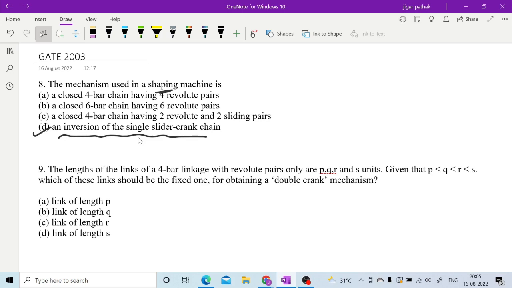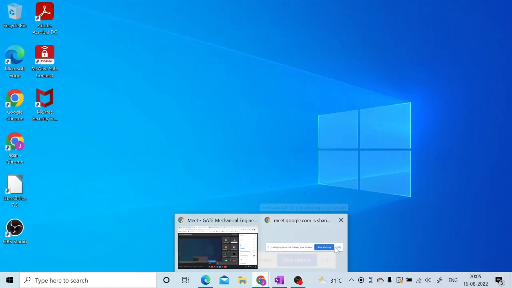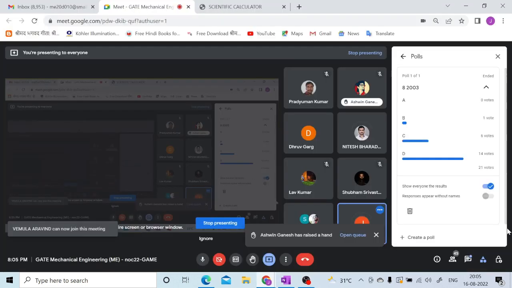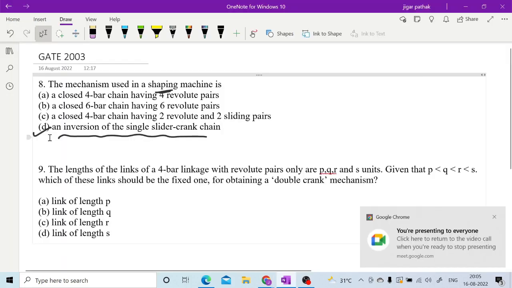Sir, the result is not visible. I have already made it visible to you. Okay, it is not visible to us, sir. All others can see the result. Yes, sir, we can. Yes, the result is visible. Which is the correct answer, sir? Answer D is the correct one, as I have mentioned here. D is the correct answer.